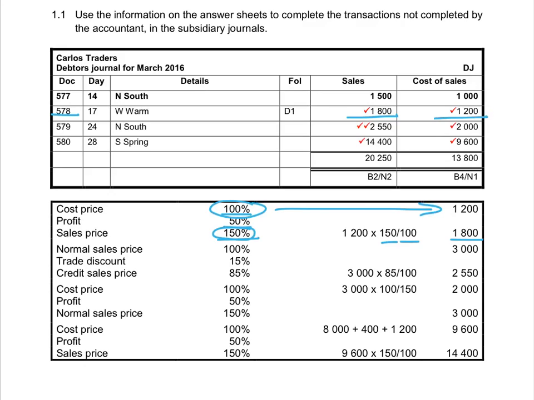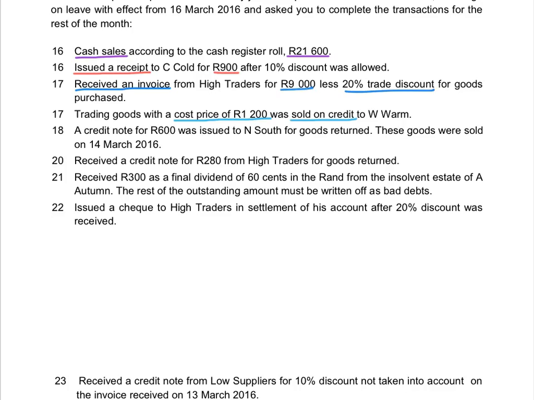A credit note for 600 was issued to South for goods returned. These goods were sold on the 14th of March. That is before we started recording. If we issue a credit note, we give it to a debtor because they returned goods or because we want to reduce their account. When we sold the goods, we recorded it in the Debtors Journal. If we issue a credit note, it will be recorded in the Debtors Allowances Journal.